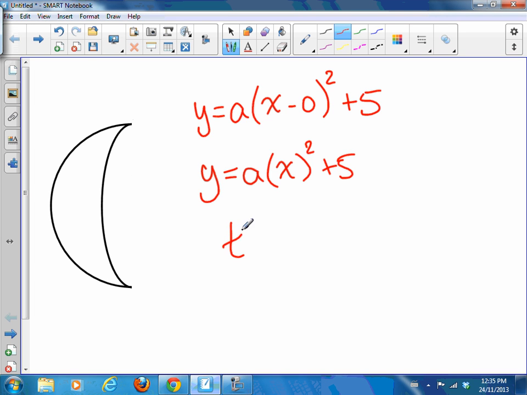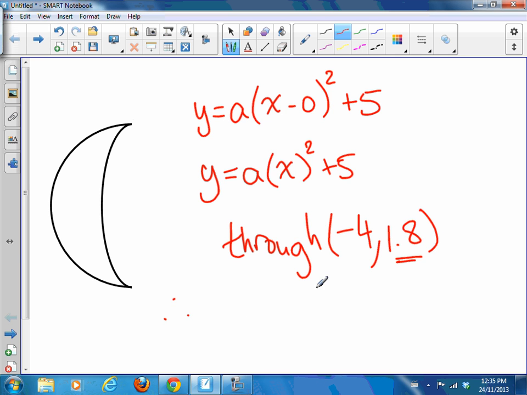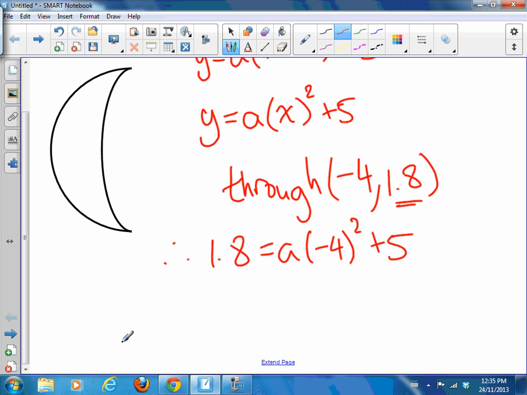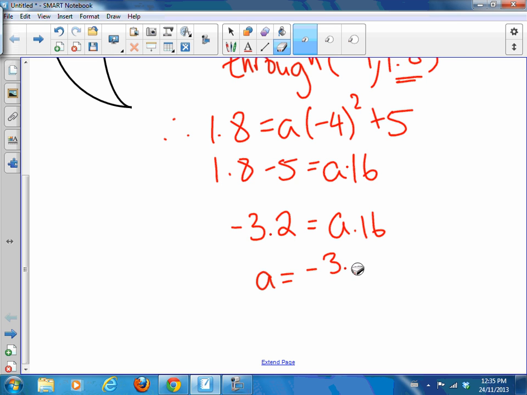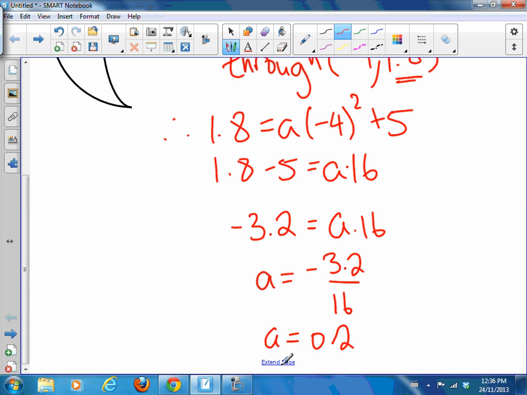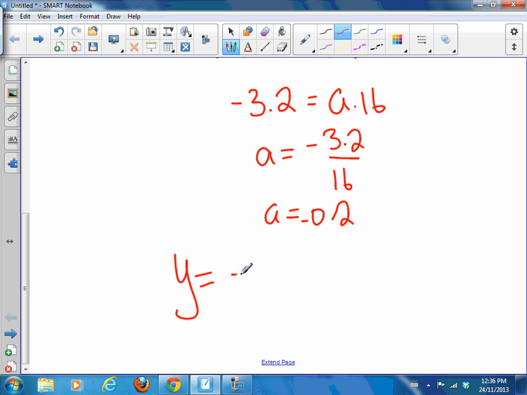So this passes through negative 4, 1.8. That means we can say the y value, 1.8, is equal to a times negative 4 squared plus 5. So 1.8 minus 5 is equal to a times negative 4 squared, which is 16. Now 1.8 minus 5 is negative 3.2, which is equal to a times 16. So a is negative 3.2 divided by 16, which is negative 0.2. So that tells me that my equation is negative 0.2 x squared plus 5.